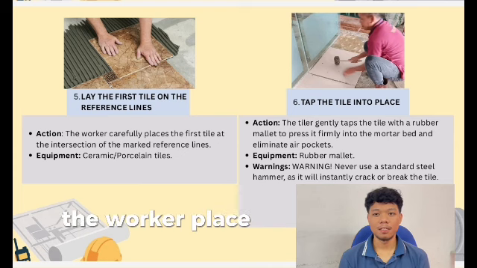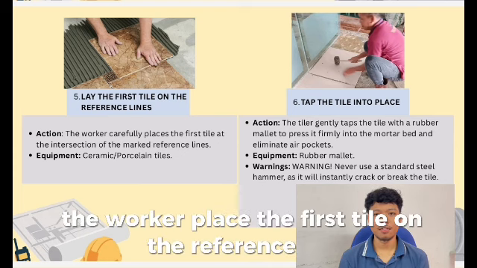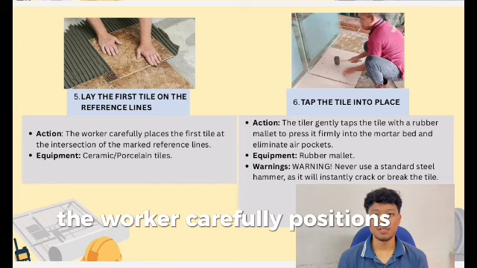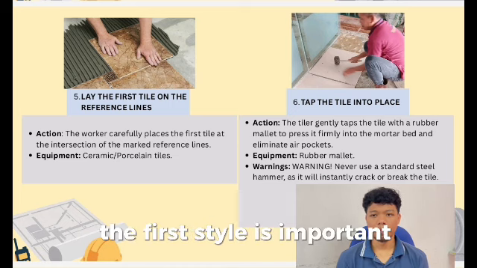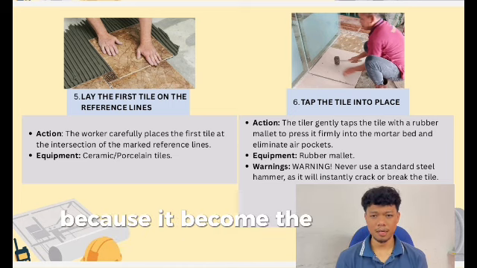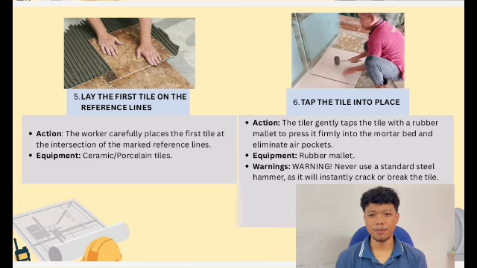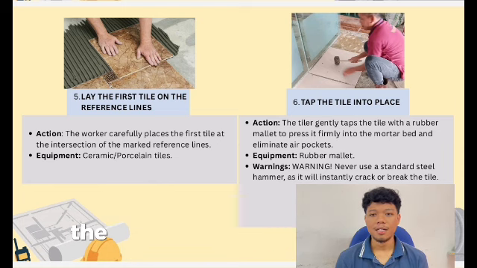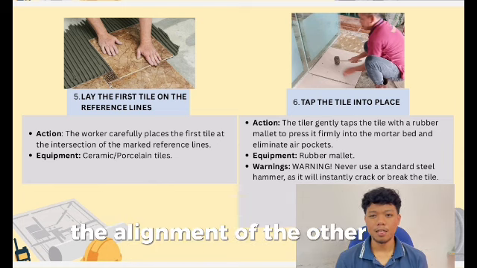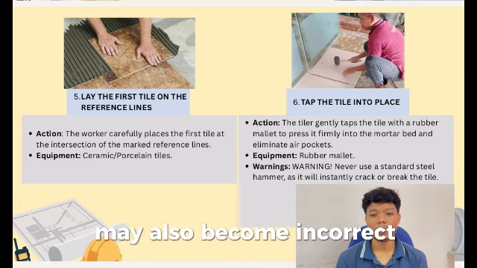Then, the worker places the first tile on the reference line. The worker carefully positions the tile at the intersection of the marked lines. The first tile is important because it becomes the reference for the next step. If the first tile is not positioned correctly, the alignment of the other tiles may also become incorrect.